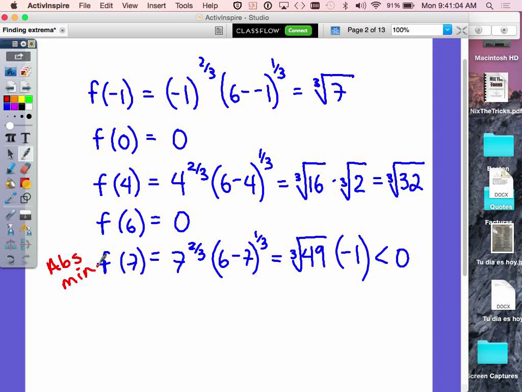Now I'm left with choosing the largest of the remaining 4 possibilities for the absolute maximum. Well, I can see that at 0 and 6 I'm at 0 in both places, and f at -1 and f at 4 are both greater than 0, so I can rule out 0 and 6. And now I'm just left with deciding which is larger, f at -1 and f at 4, and clearly the cube root of 32 is bigger than the cube root of 7, and so this is my absolute maximum.